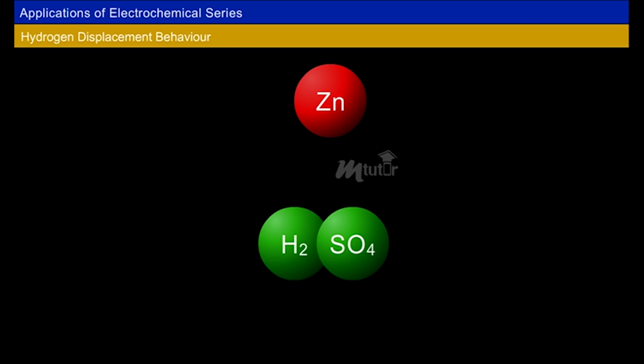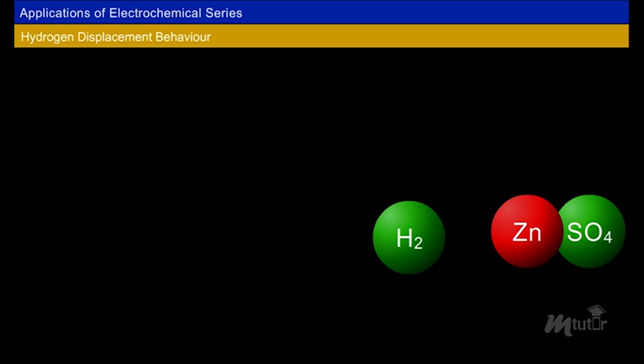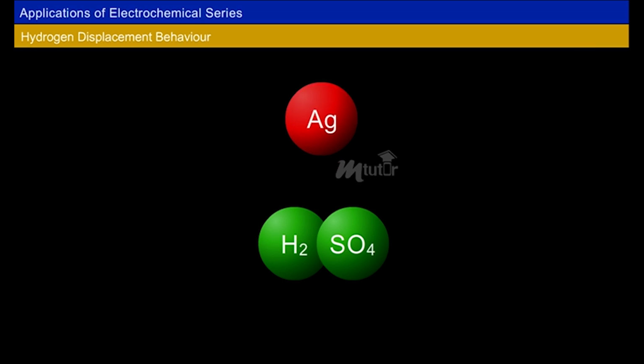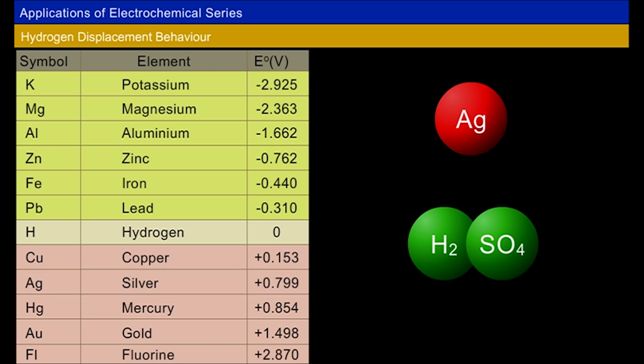Hydrogen displacement behavior. Zinc reacts with dilute sulfuric acid and zinc replaces the hydrogen in the acid. Zinc has a negative reduction potential and its value is minus 0.762 volts. So, it will displace the hydrogen from an acid solution. But when silver reacts with sulfuric acid, no reaction occurs. Why? Silver has a positive reduction potential value of plus 0.80 volts. That's why silver does not displace the hydrogen in the acid.